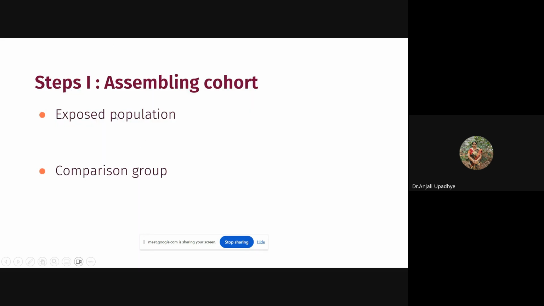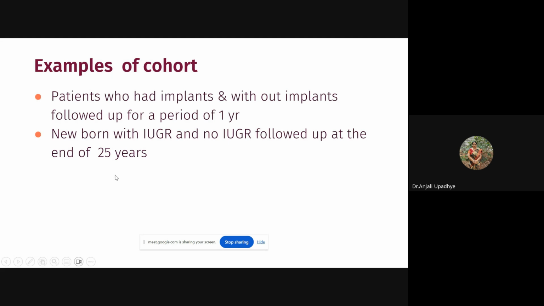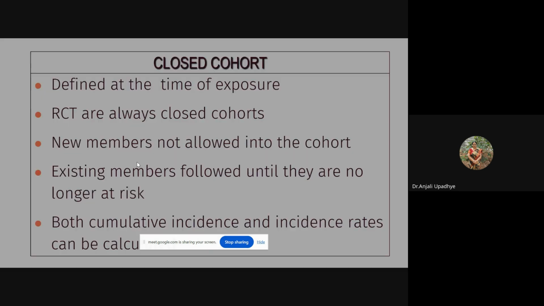The assembling cohort is exposed population and comparison group that I need to study over time in a cohort. Patients who had implants or without implants may be followed up for a period of 1 year, or newborns with IUGR and no IUGR will be followed up until the end of 25 years. These may be examples of the cohort. It is not for 1 year or 2 years; it may be a longitudinal study with the cohorts.